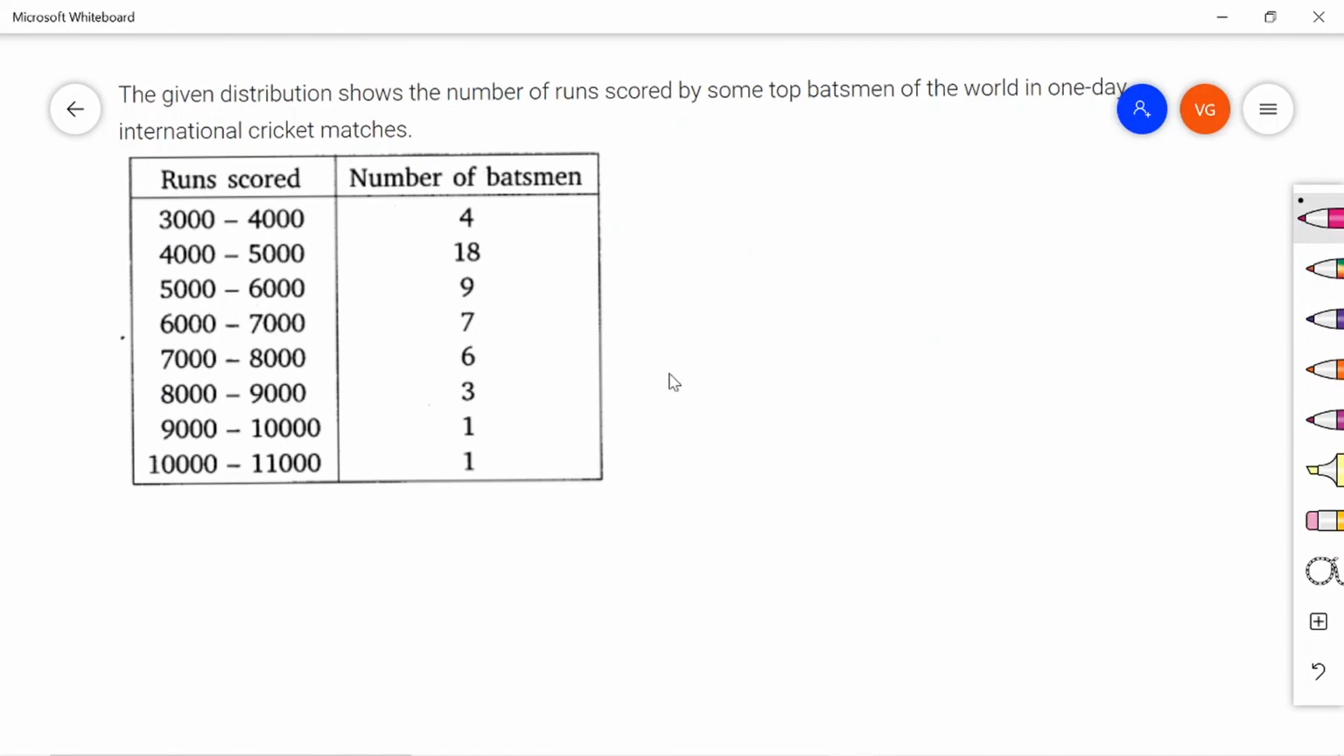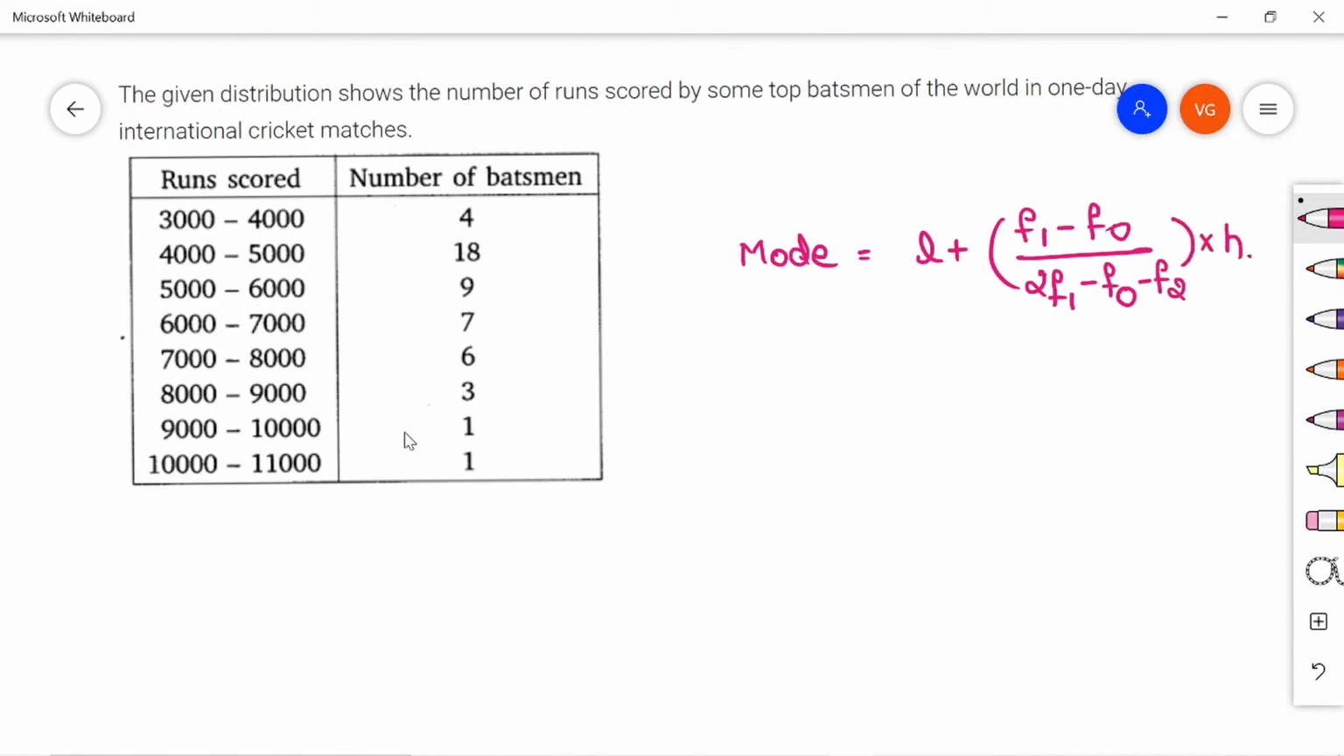The fifth question is, you are given the scores of different batsmen in one-day international cricket matches, and you are asked to find out the mode of the given data. So mode, write down the formula. As I mentioned earlier also, every time you need to write down the formula. You have 1 mark given for this formula. So I am writing L plus F1 minus F0 divided by 2F1 minus F0 minus F2 multiplied by H, right? So the highest frequency here is 18.